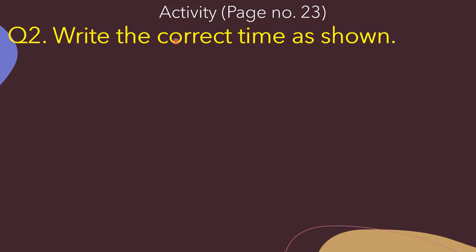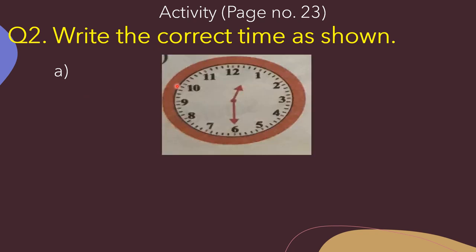Now, activity of page number 23, question number 2. Write the correct time as is shown. So here in A part, it is given this clock, and here you can see we have two hands of the clock, and the long hand, the minute hand, is at 6 and the hour hand is between 12 and 1. So here the consecutive numbers are 12 and 1, right? What number comes after 12? 1. So here our hour hand is between 12 and 1.